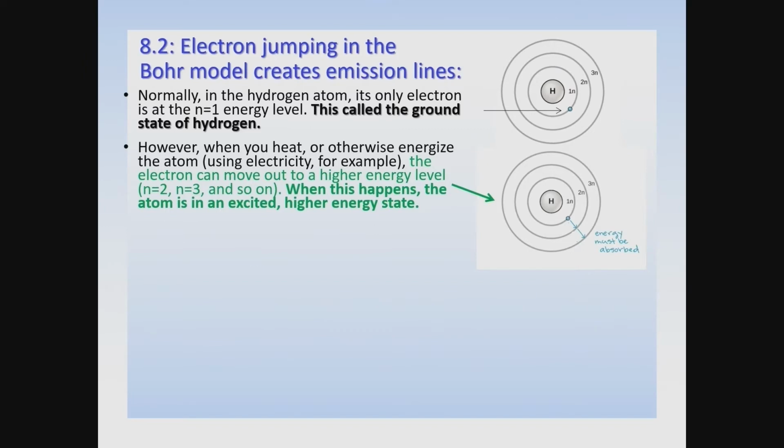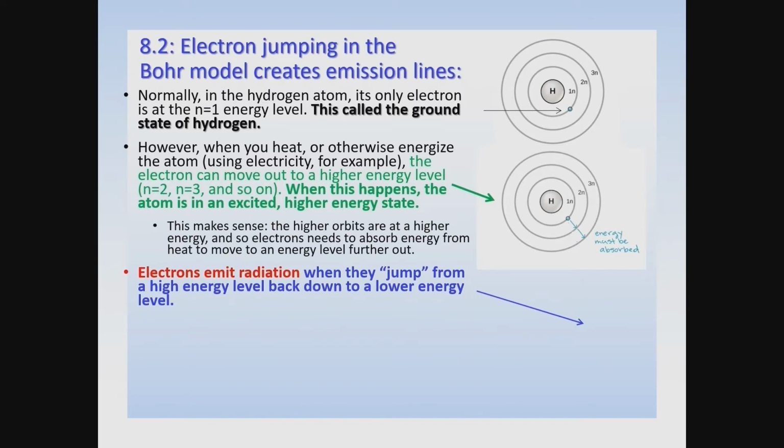Now the reason why it can go out to a higher energy is because the electron is absorbing energy from the electricity that it's being hit with. And so that can shove that electron into a further out orbit. This is the third orbit in this case. Another thing to point out is that when the electron is out in that further orbit, it is no longer in its ground state. It is in an excited state.